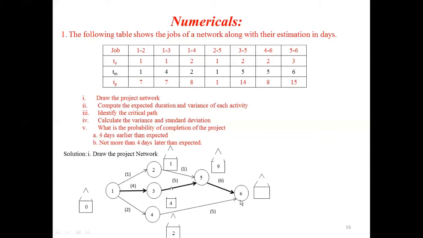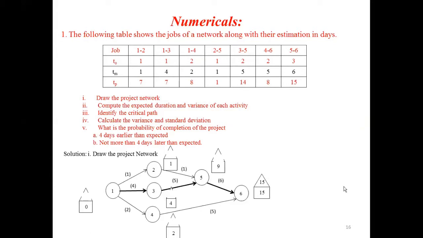Then next, for node 6, we have 2 arrows, one from node 5 and one from node 4. If I consider from node 4, 2 plus 5, we will get 7. If I consider from node 5, 9 plus 6, we will get 15. The maximum is 15, and here you have to write 15. After writing 15, whatever value you got at the end node, the same value you have to enter in the triangle. Here, 15.